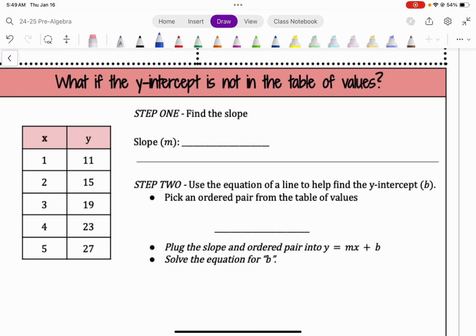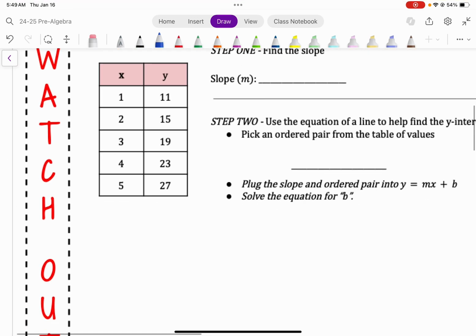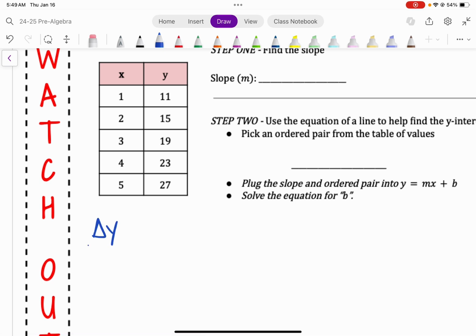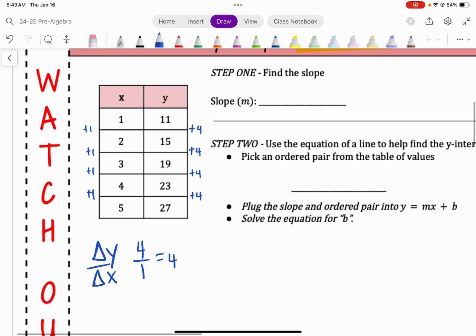So what if the y-intercept is not in the table of values? Step 1 has always been to find the slope. So we're going to find the change in y over the change in x. So here I'm adding 4, add 4, add 4, add 4 again. Plus 1, plus 1, plus 1, plus 1. So it looks like my slope is 4 over 1, which is 4.